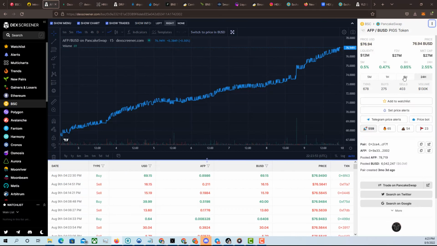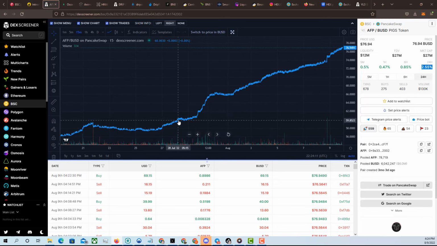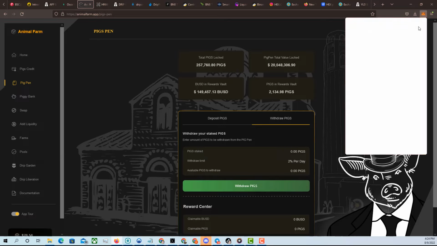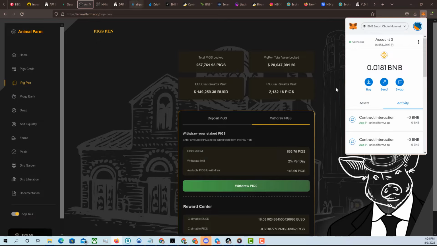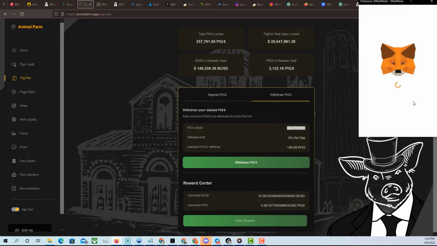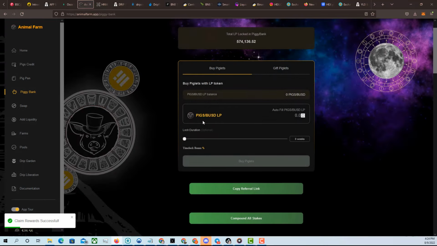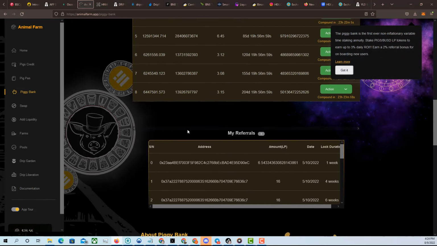Check this out, you guys. Over the past 24 hours, up 2.55%, $76.94, almost $77. I bought quite a bit of pigs right around $60, guys, which was about the 28th, 29th of July. If we go over to my Animal Farm here, let me switch my wallet. We can see we've got 666.79 pigs, claimable BUSD, claimable pigs. I'm just going to go ahead and claim rewards here, and I just kind of hold that in my wallet for now. We are in the pig pen, and we're in the piggy bank as well, just crushing it. I just barely compounded in here.